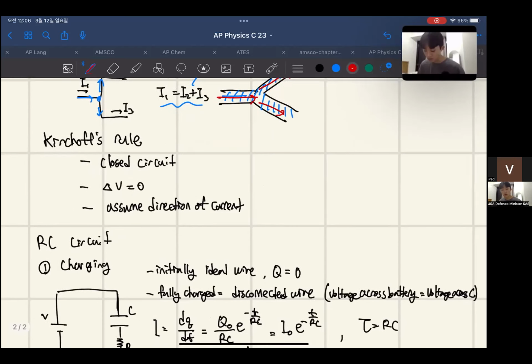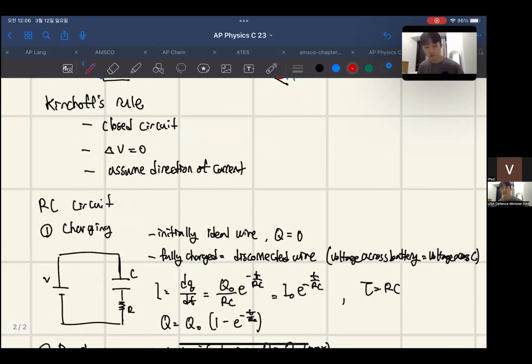Now let's move on to Kirchhoff's rule. Now what Kirchhoff's rule is saying is very obvious again. Basically, if you define some type of closed circuit like this, I don't know how it would look, but whatever. Let's say there's a closed circuit like this, then delta V equals 0, which means if you travel through this circuit, then the change in voltage should be 0.